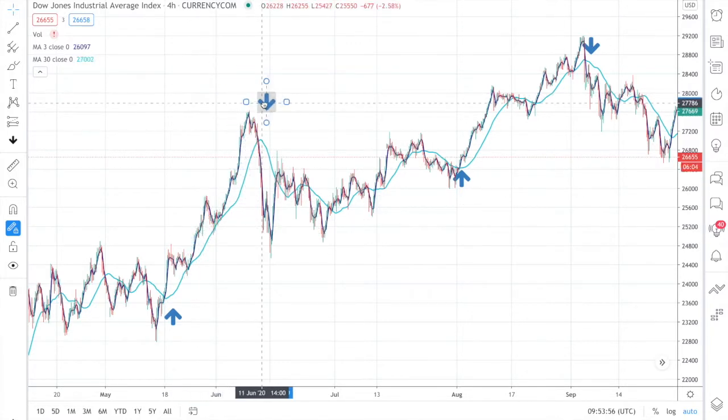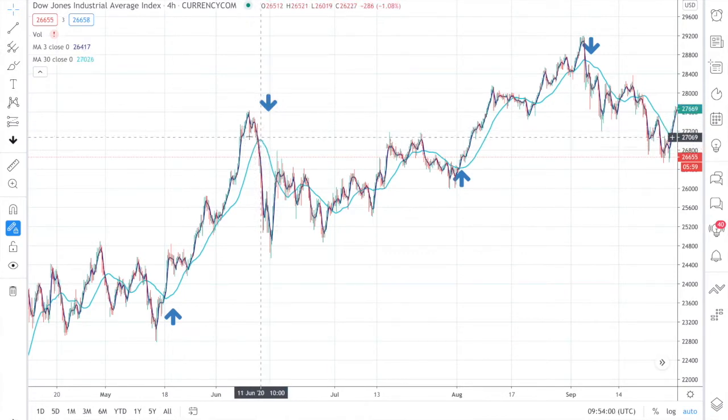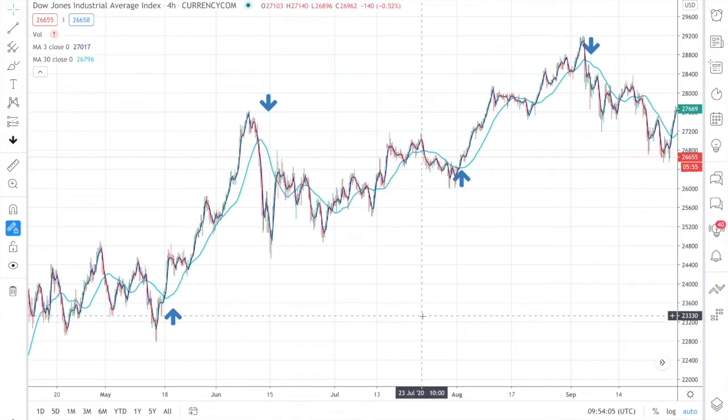And this would be, let's say, a better example of a short. So we would open it here and we would close it here. There's no stop losses involved here, so we're just relying on the pure predictive capabilities of the moving averages.